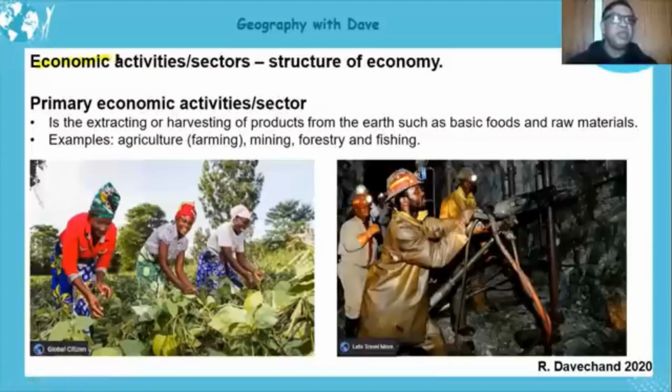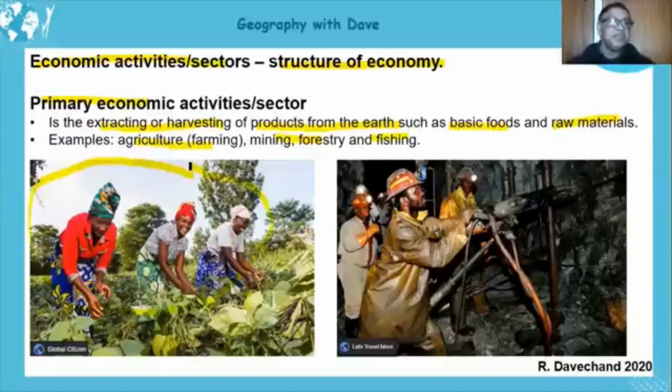Then another economic indicator is structure of the economy. All right, what do you mean by structure? You're going to come across this in grade 12 also, learners. Exactly the same things. Now we have a structure where we divide it into different activities, like primary activities. This is extracting or harvesting products from the earth, such as your basic foods, your raw materials. Examples are agriculture, mining, forestry, fishing, like these young ladies.